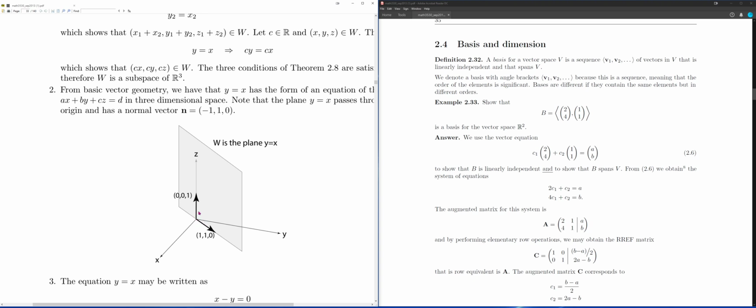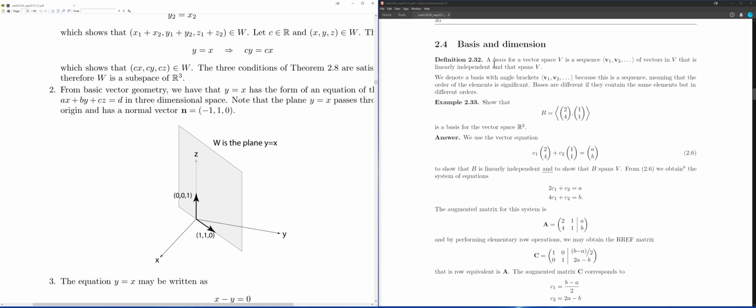If you have two vectors, they are linearly independent if one is not a multiple of the other, and clearly this vector is not a multiple of this one. These two vectors are linearly independent, and we saw last time that if you take linear combinations of these, that will span the entire W over here. So these two vectors, (1, 1, 0) and (0, 0, 1), form a basis for this vector space W.